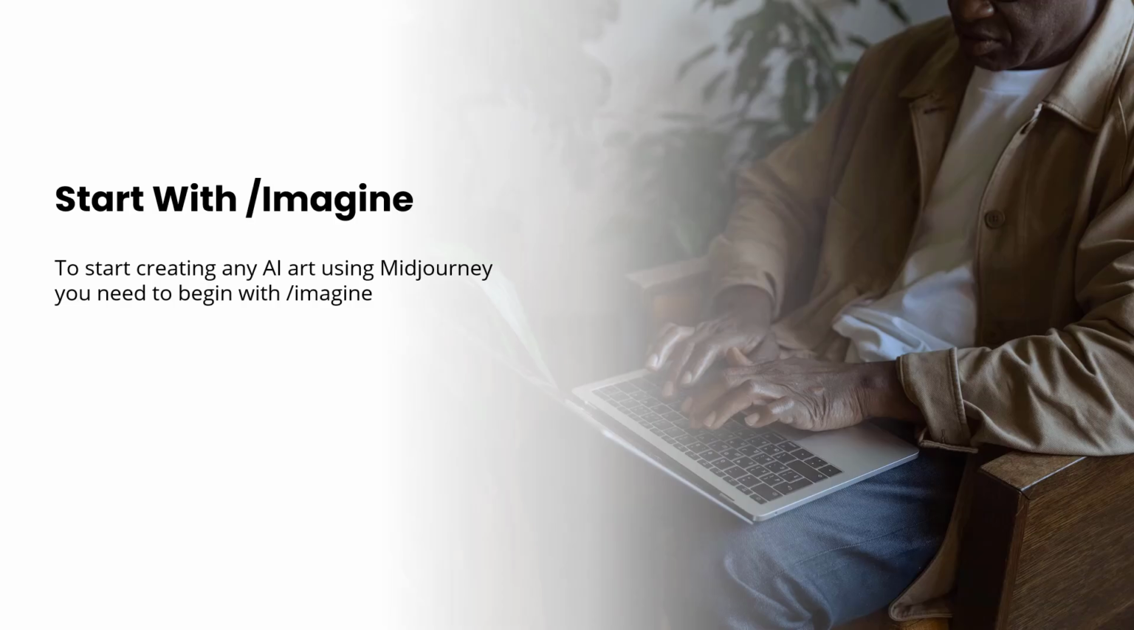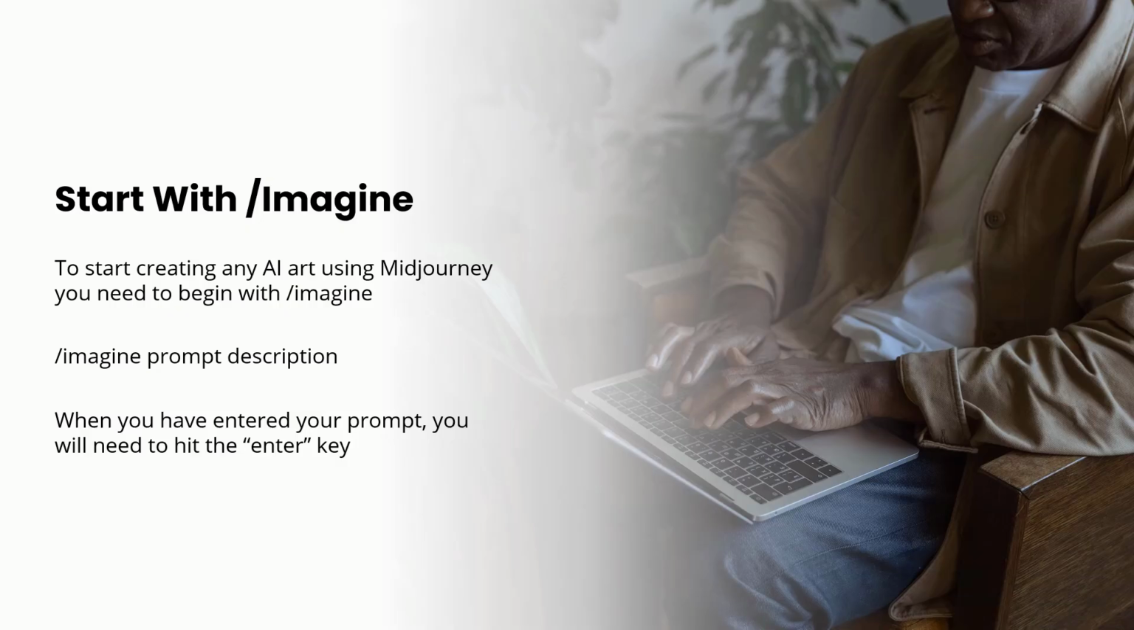Go to a MidJourney newcomer channel on Discord and you will find a text box at the bottom. Now enter your prompt using the following format: /imagine prompt description. When you have entered your prompt, you will need to hit the Enter key. Once you do this, the MidJourney AI algorithms will swing into action and start to create your AI art.